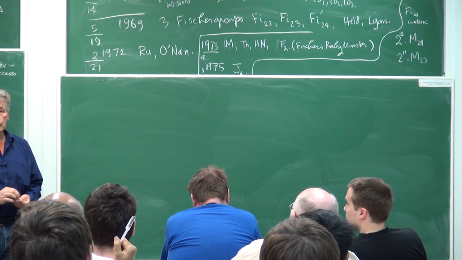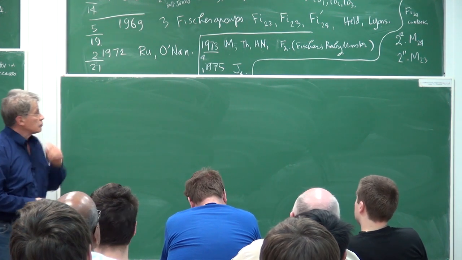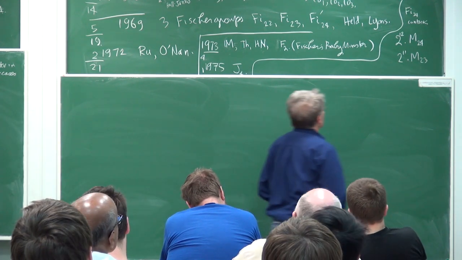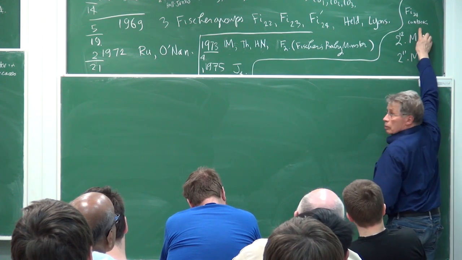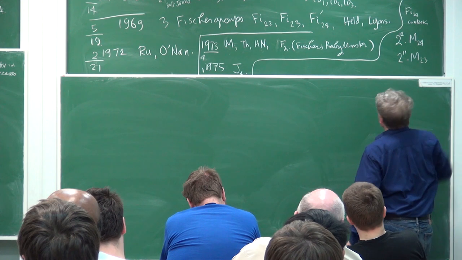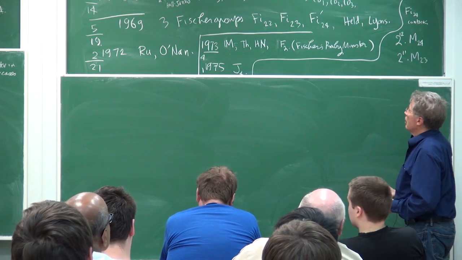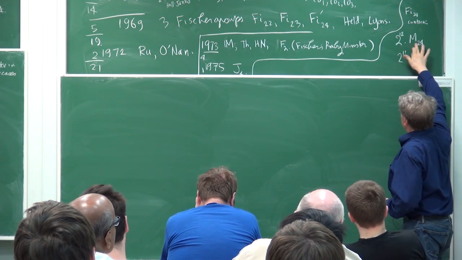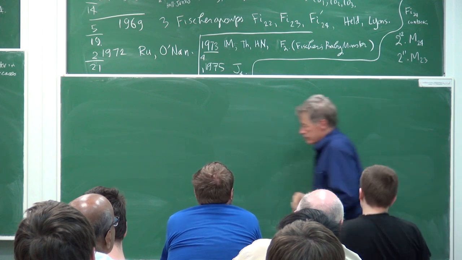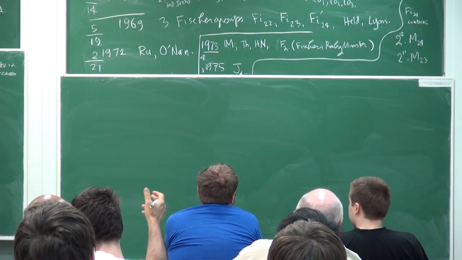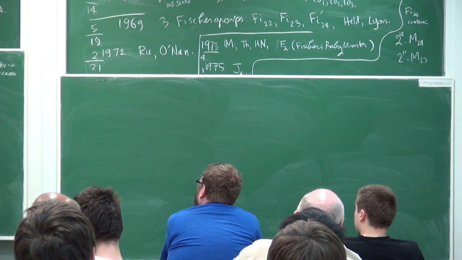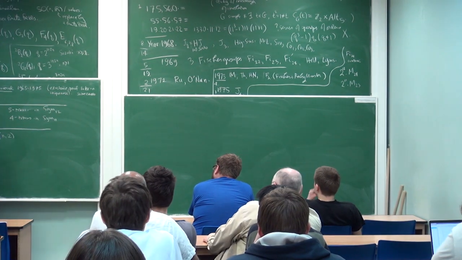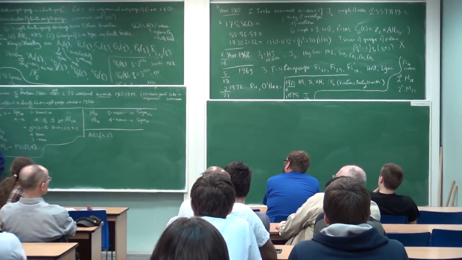Elementary abelian two group. In what sense extended is supposed to be simple? It's a subgroup. Yes, that's right. I think this one is non-split. The Fischer group is much bigger than this subgroup. Oh, yeah. Well, I won't write the order. Okay. Need a new piece of chalk.